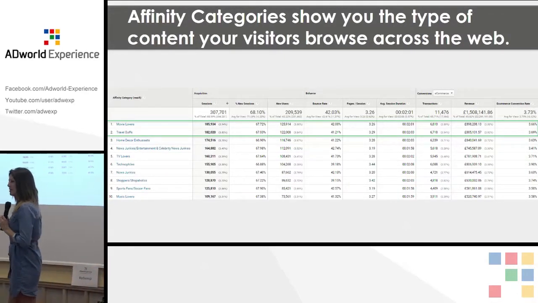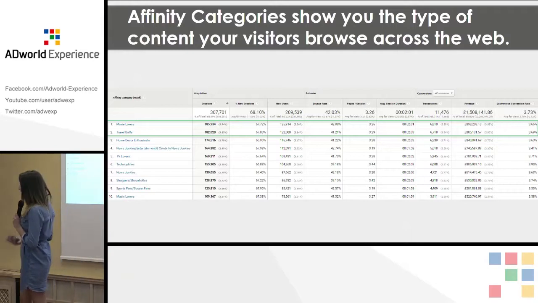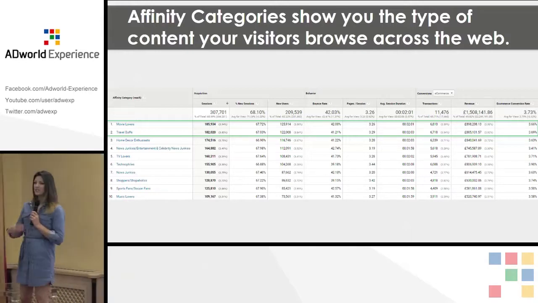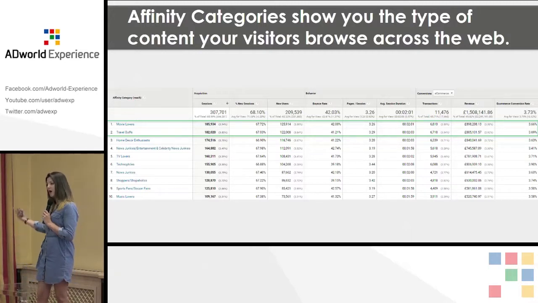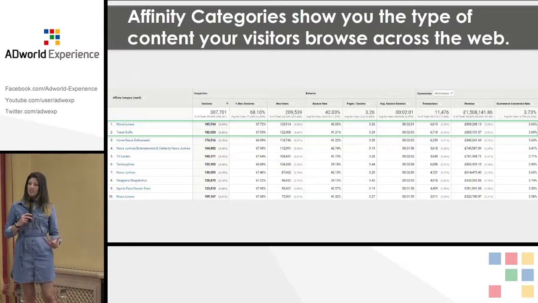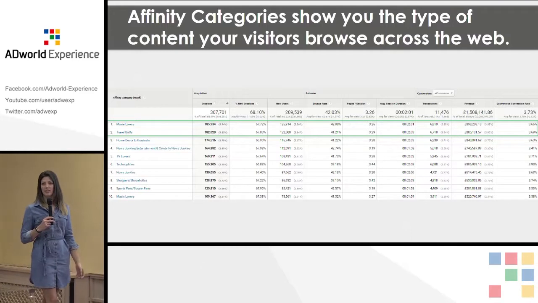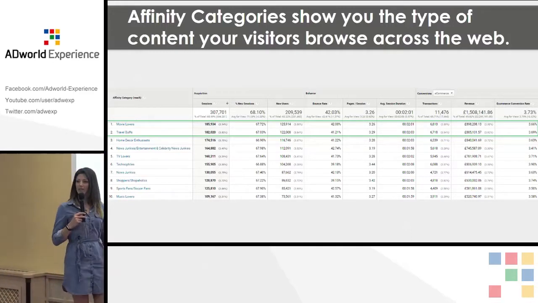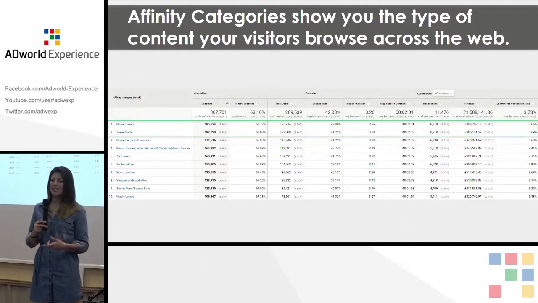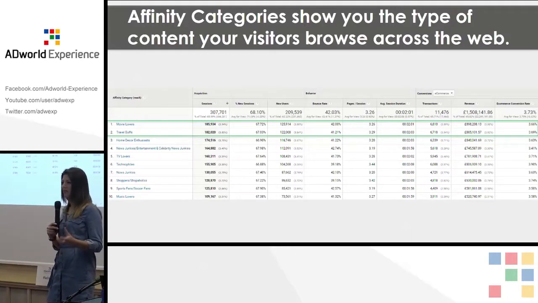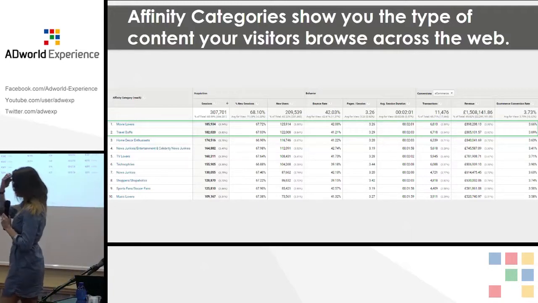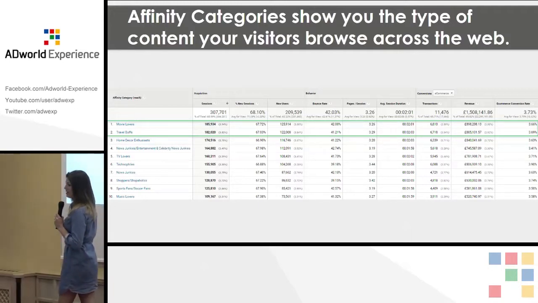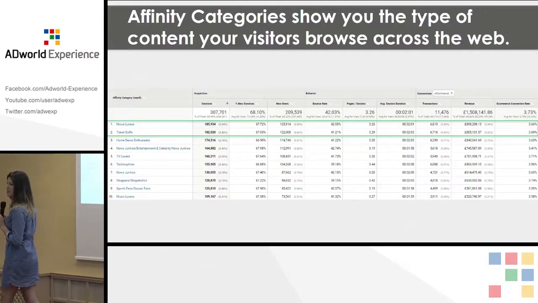Affinity categories is something that's quite underutilized, in my opinion. With affinity categories, Google will tell you the other sites and the other types of content that your customers browse before they come onto your website and after they leave your website. So you can start to see the type of content, the type of topics your audience are interested in. In this particular example, we can see that the audience that spend the most money on this website are TV lovers and movie lovers. So it gives you an insight into what age they are, their gender, and the types of content that they like. And again, you can sort this by revenue, by transactions, by leads, by number of sessions, so you can start to look at the data in this sense.